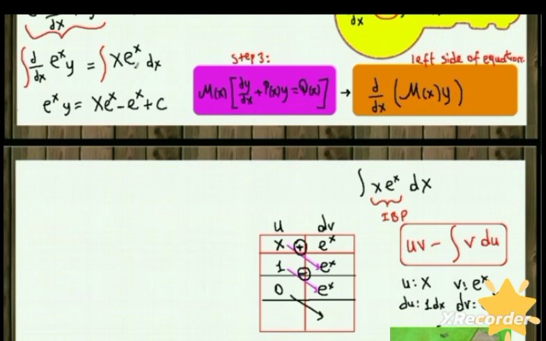And we use the constant c at the x term side. This is our implicit form answer. So this is the implicit form.